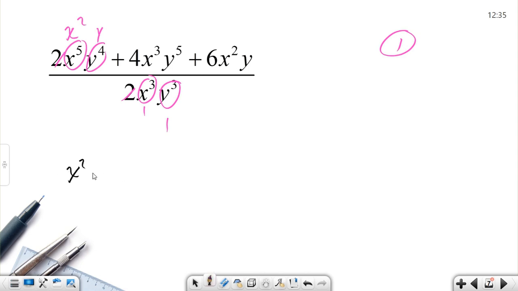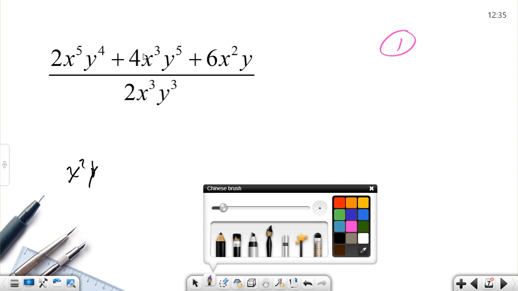Let's write it. X squared y over 1. 1 times 1 over 1. X squared y. This is the first term. Let's continue with the second term. Think through this whole process in your mind. Let's do the second one.